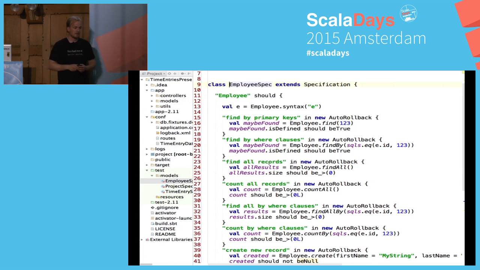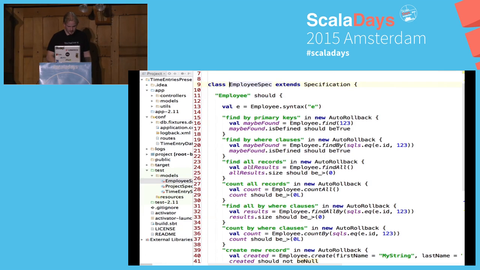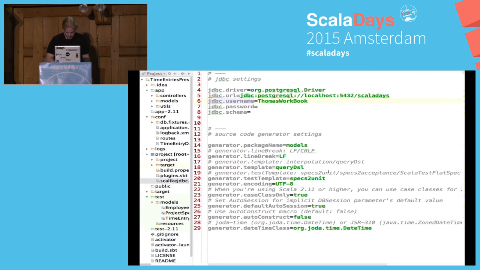Oh, I see that generated tests. What if I use a different testing framework? Is there a way? Oh, yeah, you can specify that in the ScalikeJDBC.properties. In your properties file, you can say here which testing template you want to use.